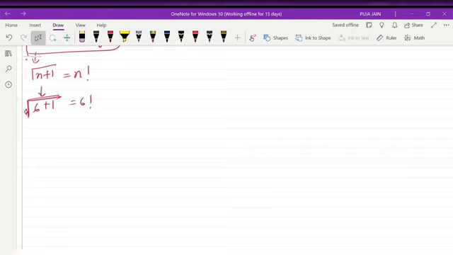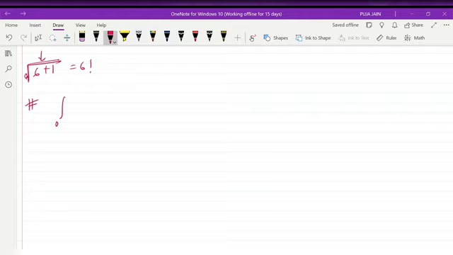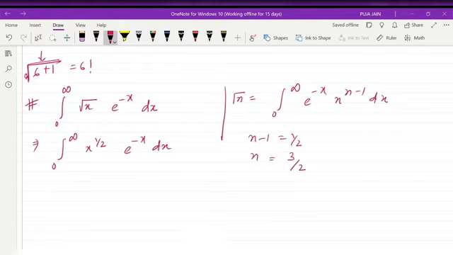Let us do, suppose, the question: integral 0 to infinity root x e to the power minus x dx. Now see, root x can be written as x to the power half e to the minus x dx. Now compare it with our standard result. Gamma of n is equal to what? Integral 0 to infinity e to the minus x, x to the power n minus 1 dx. Now if we compare here, n minus 1 is equal to half. So n is equal to what here? 3 by 2. So this can be written as integral 0 to infinity x to the power 3 by 2 minus 1 e to the minus x dx. So this is gamma of 3 by 2.